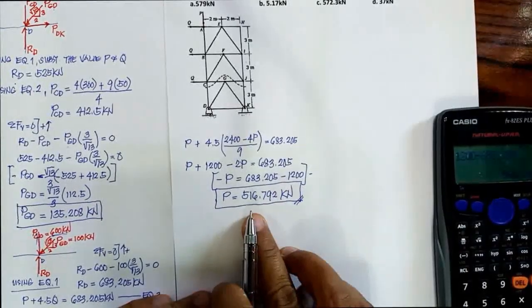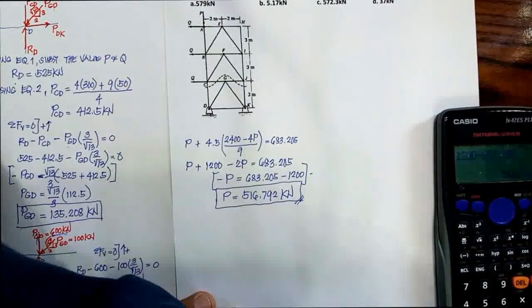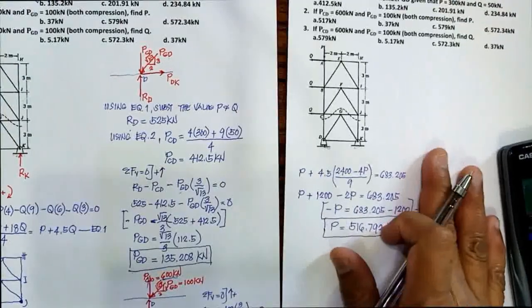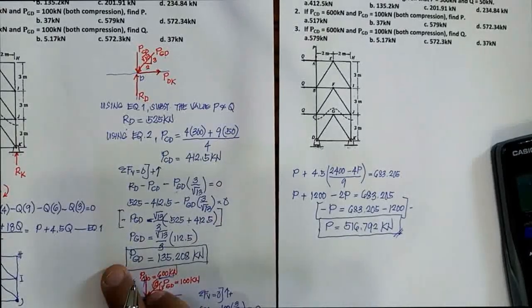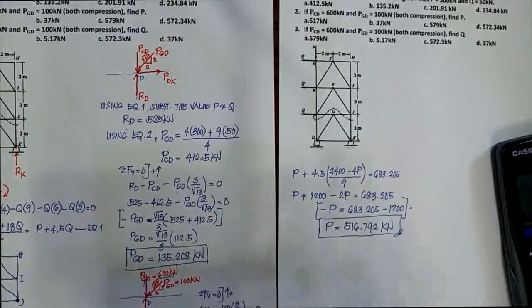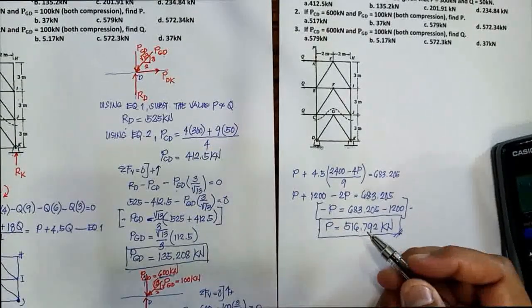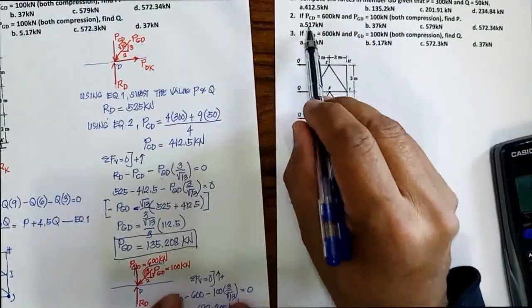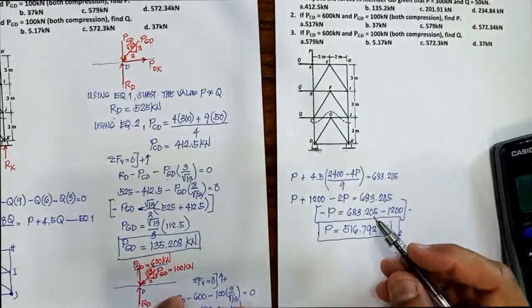Which value is nearest to the choices? Nearest to the choices is letter A, 517 kilonewtons.